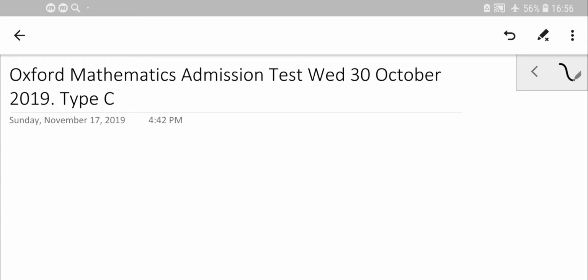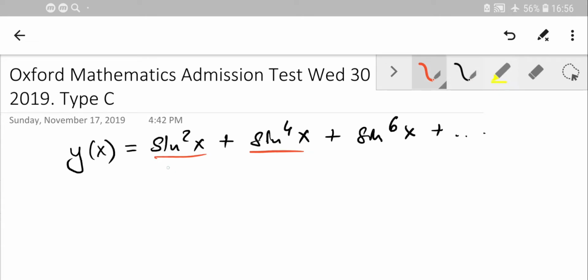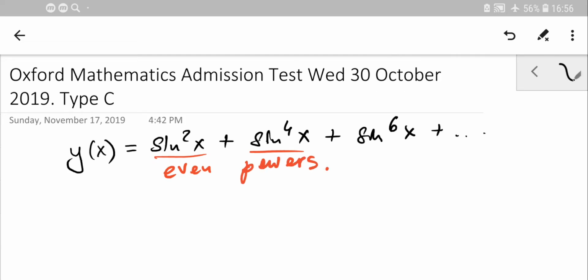Just watch. Okay, so we have the function y of x equals sine squared x plus sine 4x plus sine 6x and so on. So basically we consider only even powers. Of course, it's hard to say how it goes, because it's basically senseless to try to sum up to infinity, since there are endless terms, and the last term would have the form sine 2n x.